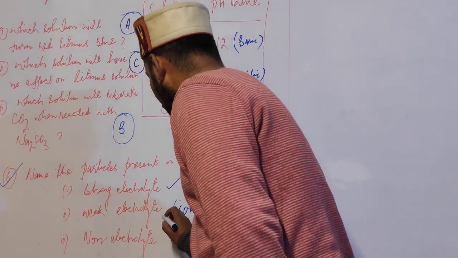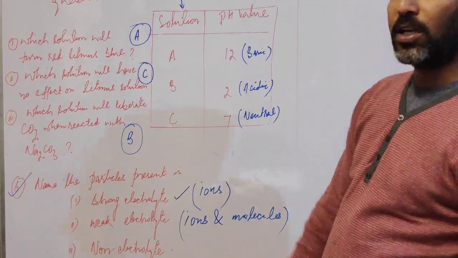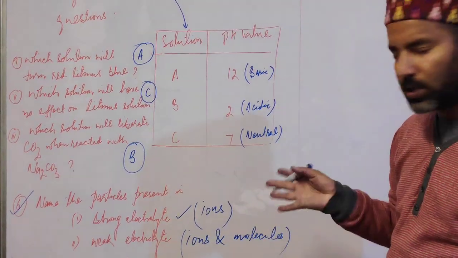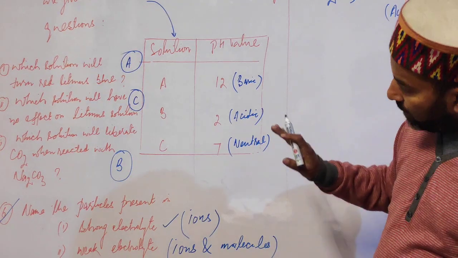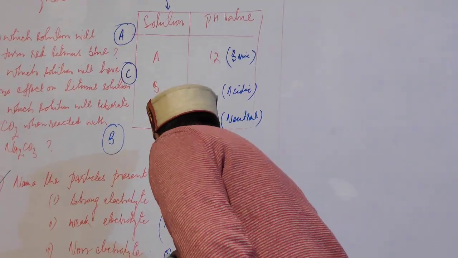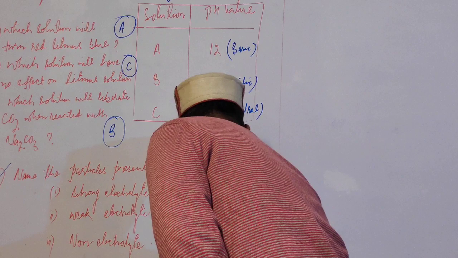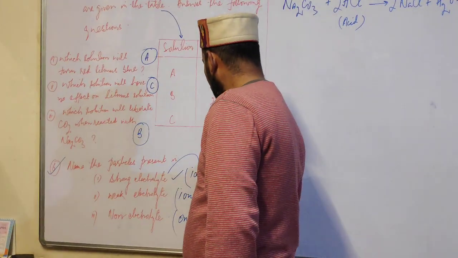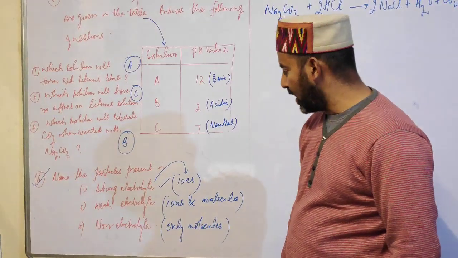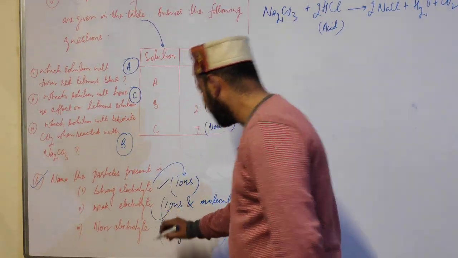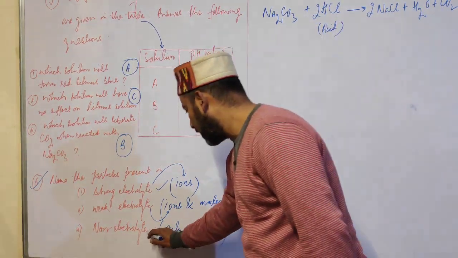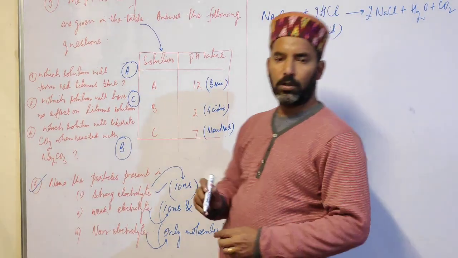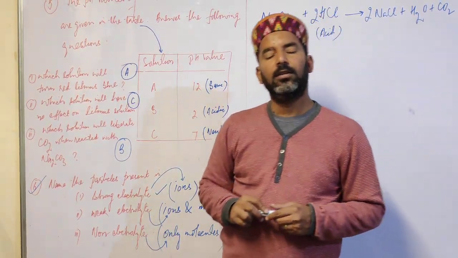Now students, what are non-electrolytes? Students, non-electrolytes are those substances which do not undergo ionization in aqueous solutions. So that means the solution will contain only molecules. Only molecules. So students, this is a very important question, that solution of a strong electrolyte contains mainly ions, that of a weak electrolyte contains ions as well as molecules, and that of a non-electrolyte contains only molecules. So students, these were some questions from ICSE 2019 exam.